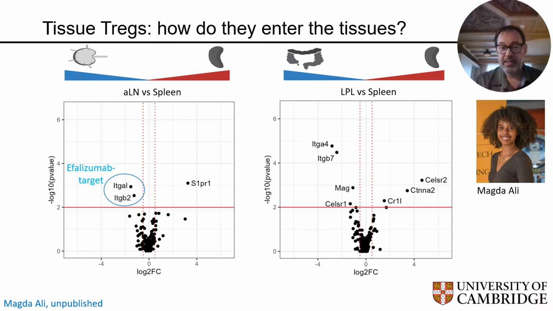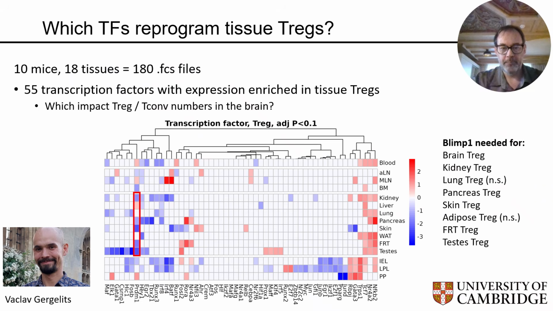Now, if we go into the gut, we see a different set of genes coming up on this volcano plot. Here we've got alpha-4 beta-7 being important for T cells to get into the gut. And again, this makes complete sense because we've got a monoclonal antibody that is used in the clinic and it blocks T cell entry into the gut. So it's conserved and it's hitting biologically relevant pathways.